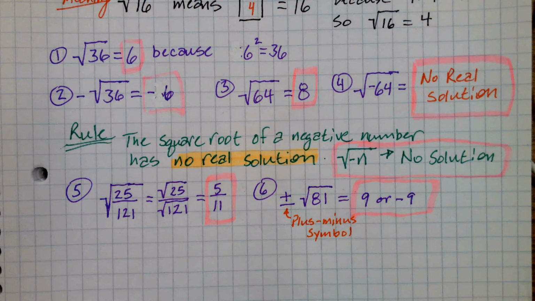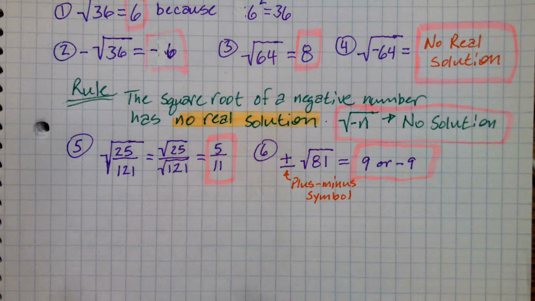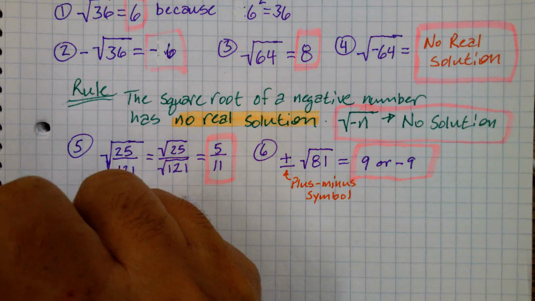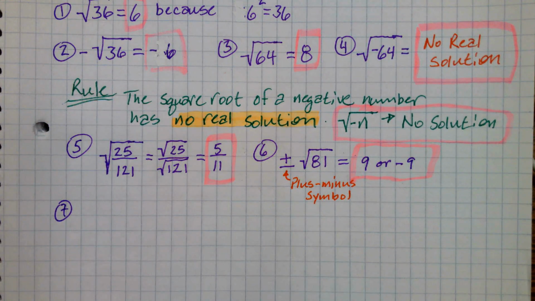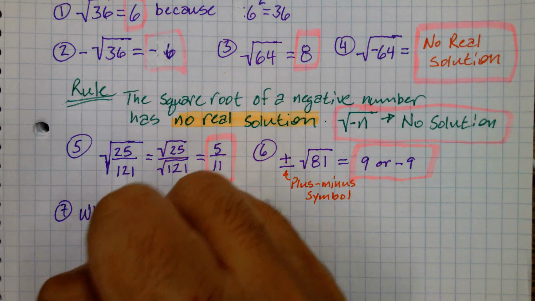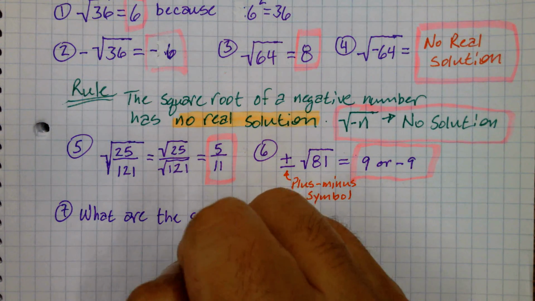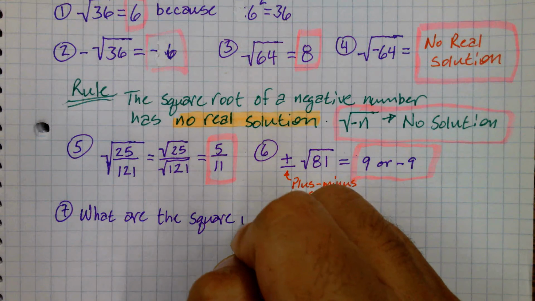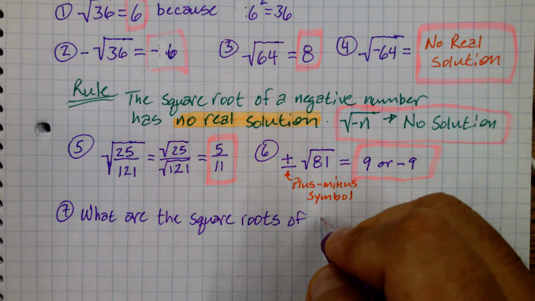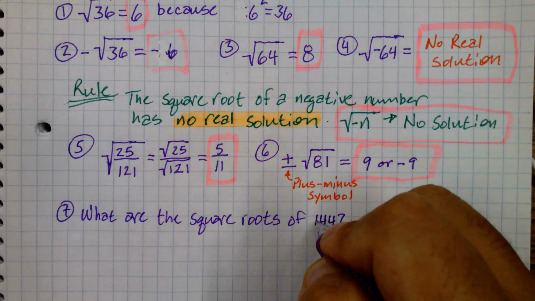So let me give you an example of another situation where you have to show both answers to a square root. If they ask you this question, and it will come up, number 7, what are the square roots of 144? Question mark. Go ahead and write that down.